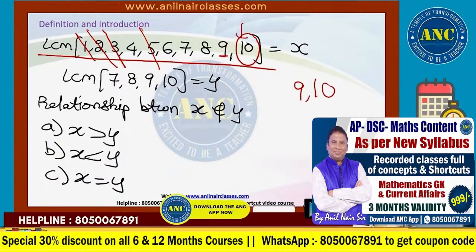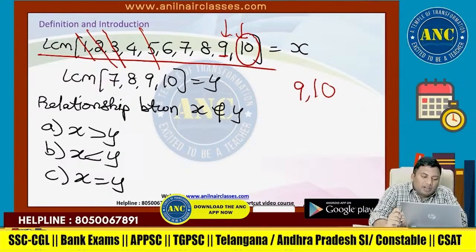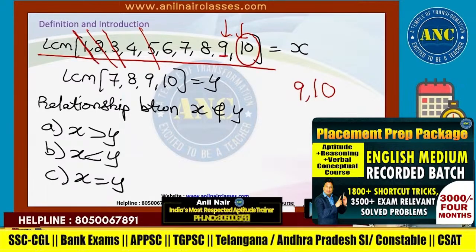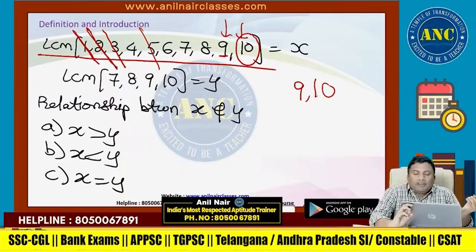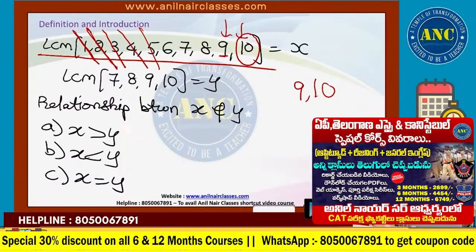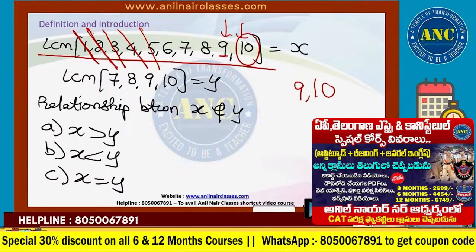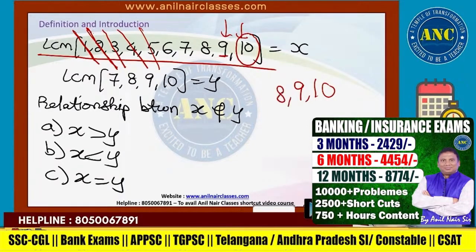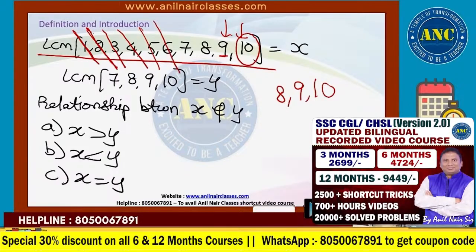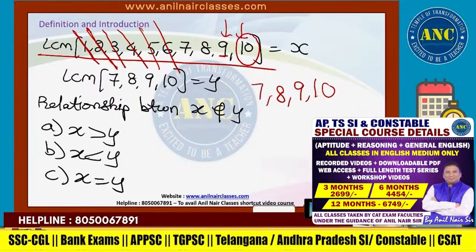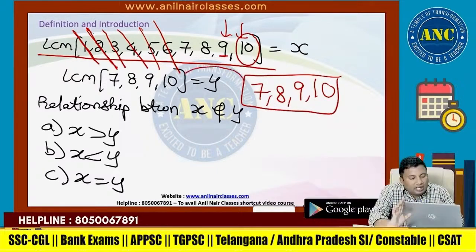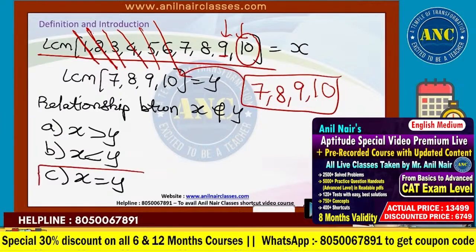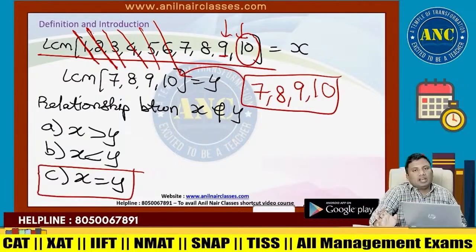The next element is 8. Which elements will divide 8? 1 will divide 8, already eliminated. 2 will divide 8, already eliminated. 4 will divide 8, also eliminated. Remaining is 8. If 2 and 3 are eliminated, 6 also will be eliminated because 2 and 3 are factors of 6. So what is remaining? 7, 8, 9, 10, which is nothing but Y. So the answer for this question is X is equivalent to Y.